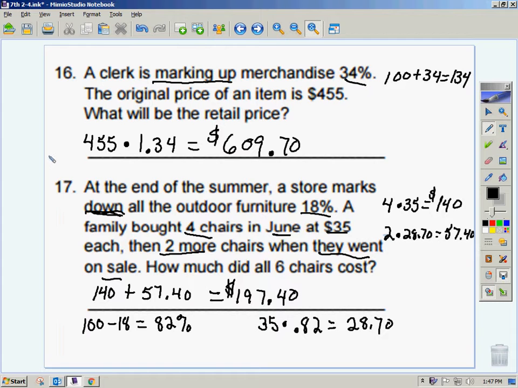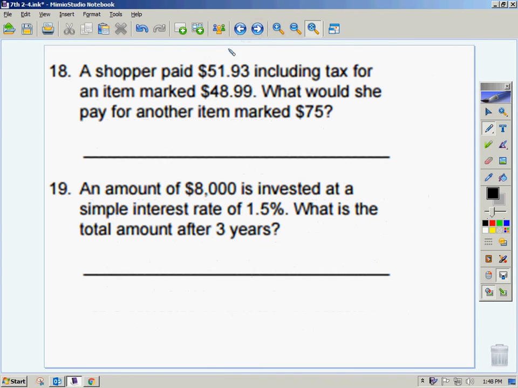Questions on 16 or 17? Well, good. Oops.